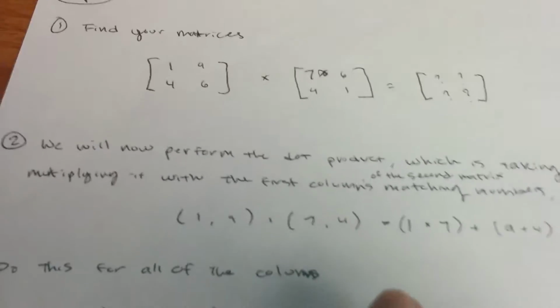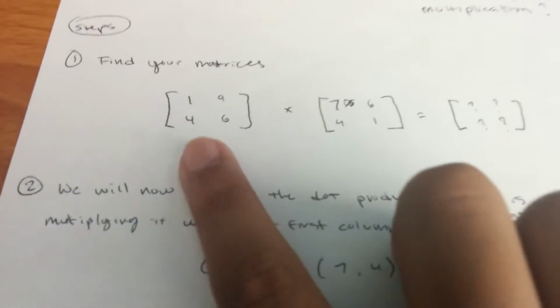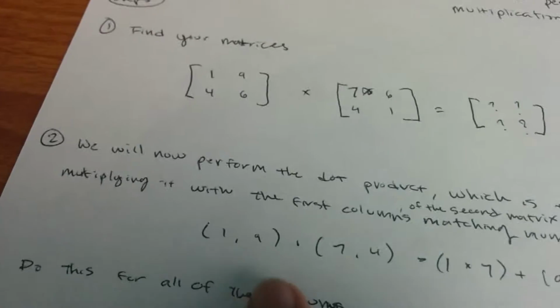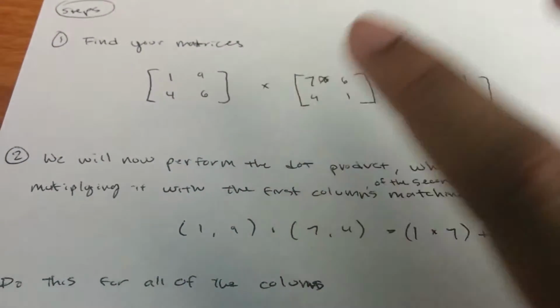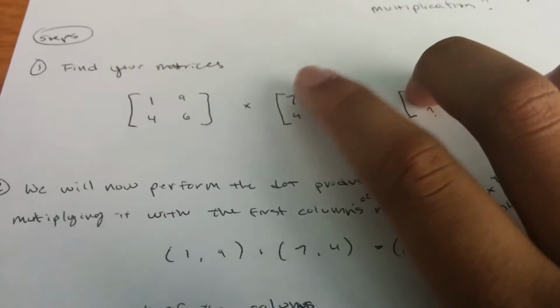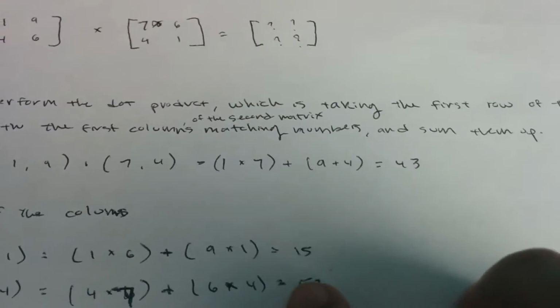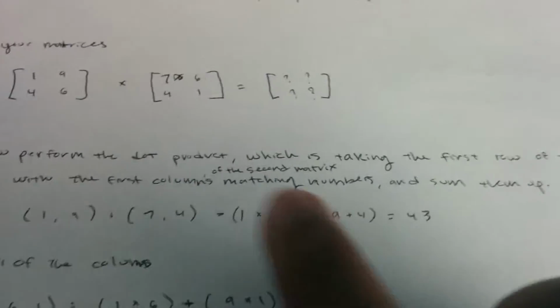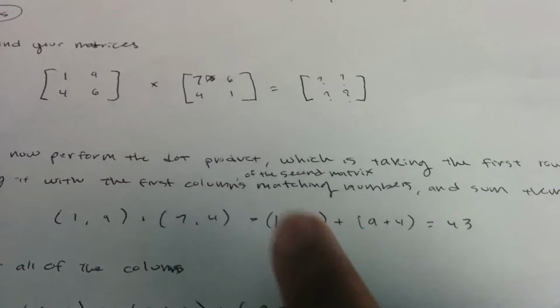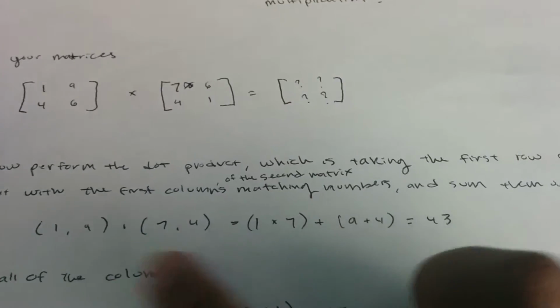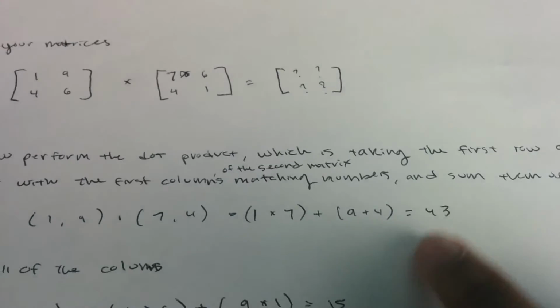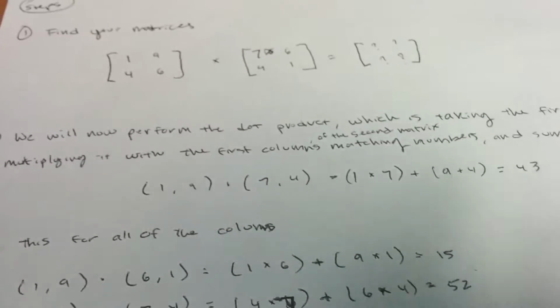We'll be using the first row of the first matrix, which is 1 and 9, listed here, and the first column of the second matrix, which is 7 and 4, which are listed here, and multiplying them. For this, we'll be multiplying the first number and the second number. So 1 times 7 plus 9 times 4, which gives us the final product of 43.